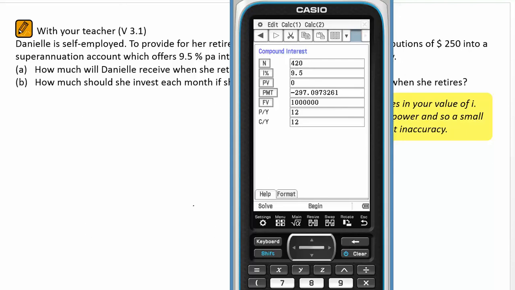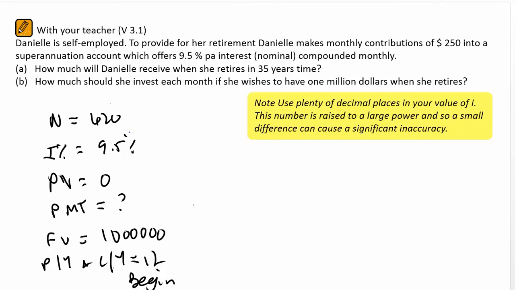Now, you need to leave a paper trail if you wish to get your marks for this type of question. So I'll just show you how we can do that. So you can see the paper trail we have to leave. 420 payments, 9.5% interest, present value 0. She starts with nothing. Future value is the $1 million. PY, CY is equal to 12. And as a reminder at the end, the calculator set on begin.